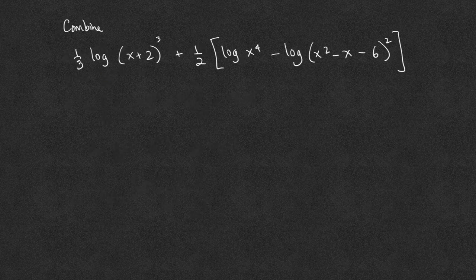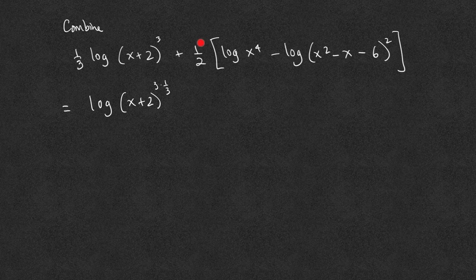Combine 1/3 log of (x plus 2) cubed plus 1/2 bracket log of x to the 4th minus log, open the parentheses, x squared minus x minus 6 squared, and then close the bracket. Again, to combine logs is to rewrite this in terms of one single log only if possible. And so first, we will bring the 1/3 to the exponent in the first term. We have log of (x plus 2) cubed and then 1/3 to the exponent. That's what the law of log allows us to do.